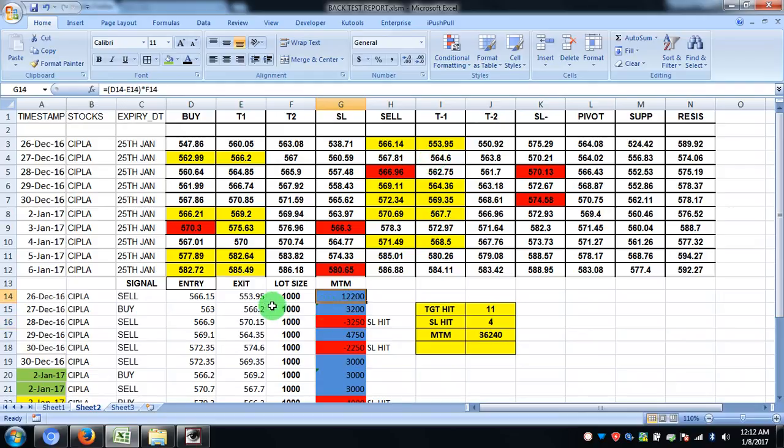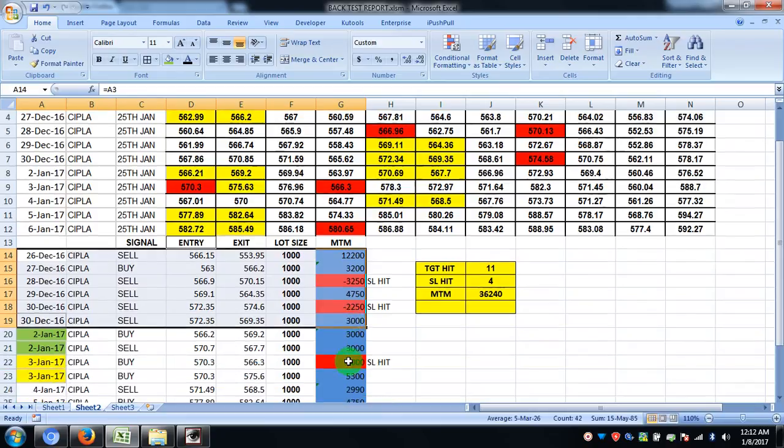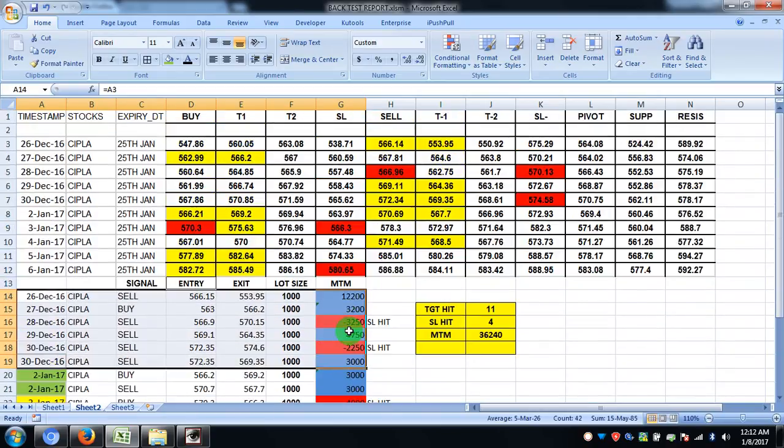For that, the MTM was here. I have mentioned the same entry here again to check the MTM calculations. So this is how it was done.